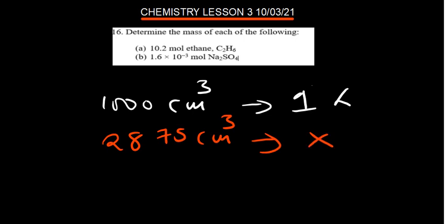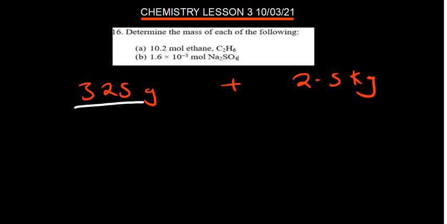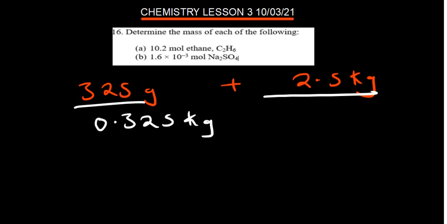Going to the third part of the question. For the third part, you've been given 325 grams, which is supposed to be added to 2.5 kilograms. So basically this requires you to convert the grams to kilograms. And how do you do that? You can divide by 1,000. So if you divide by 1,000, you're going to have 0.325 kilograms plus 2.5 kilograms.